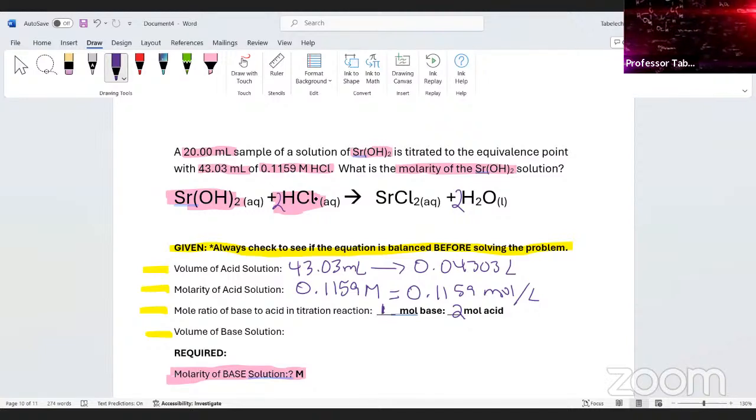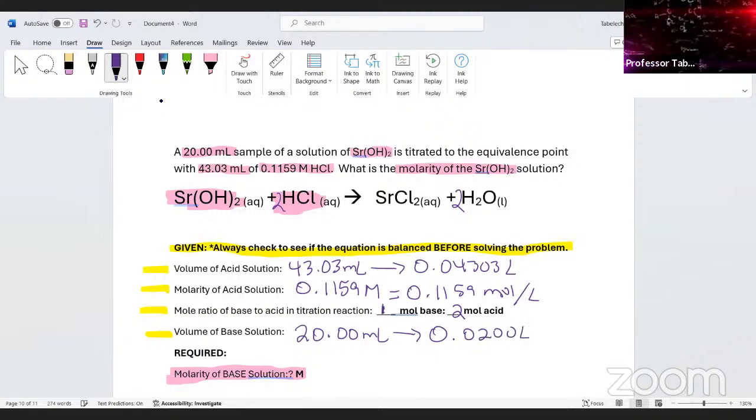So now, what you're going to do is find the volume of the base solution. And they told you this right here, the 20.00 milliliters. Again, we're going to convert that to a liter.